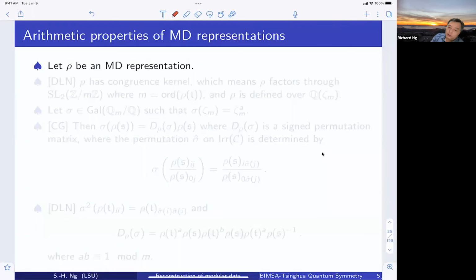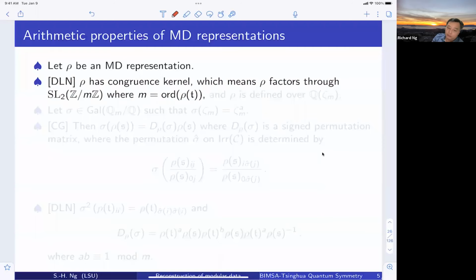Now, the MTC representation, just like the rescaling of the modular data, satisfies more symmetry, which is better than the modular data in a sense. First of all, the representation itself certainly factors through a finite modular group. So each MTC representation is a representation of a finite group. Everything is over the complex numbers, so the representation must be completely reducible, and you can write it as a direct sum of irreducibles. The level is given by the order of the T matrix, rho(T). Moreover, this representation is defined over the cyclotomic field of order M, where M is exactly the order of the T matrix under the image of rho.